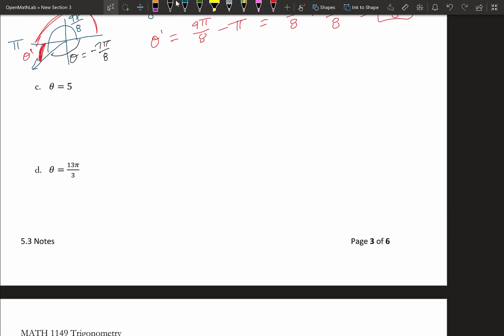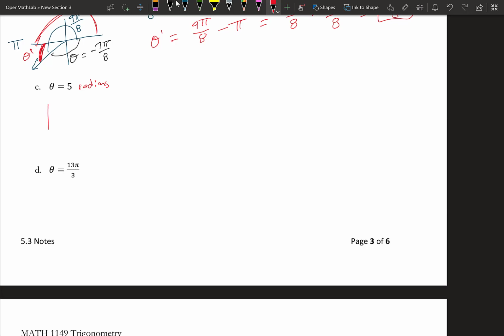So the next one is sigma equals 5, right? So remember, since radians or degrees are not labeled, there's no label, it's assumed that that's in radians, right? So this is in radians. So a full rotation is 2 pi, which is over 6 radians. So here we're within 1 full revolution, right?